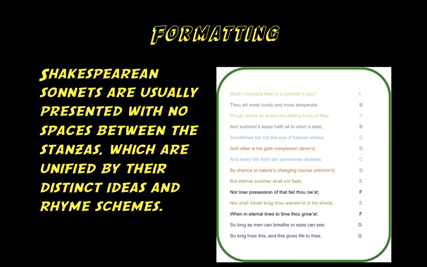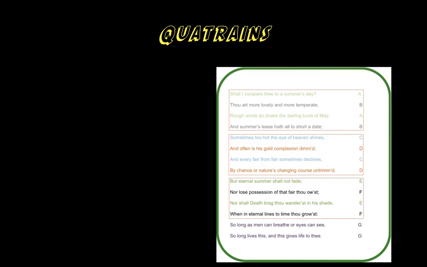Shakespearean sonnets are usually presented with no spaces between stanzas, which are unified by their distinct ideas and rhyme schemes. So instead of showing that a stanza is a stanza by doing a double space or something like that, instead we simply identify it by the rhyme scheme and what idea it's talking about. So it's a little bit harder to piece out until you start to learn what the actual rhyme scheme of a Shakespearean sonnet is and how we separate the different ideas. So let's go ahead and move on after that.